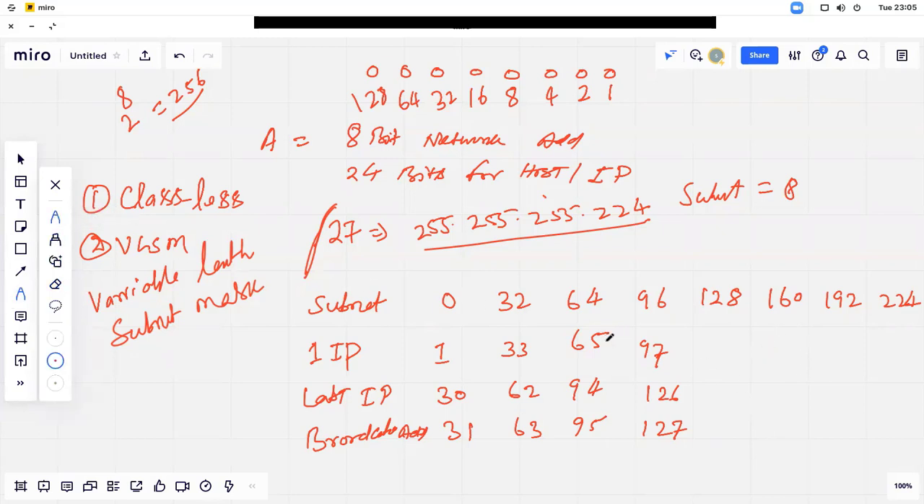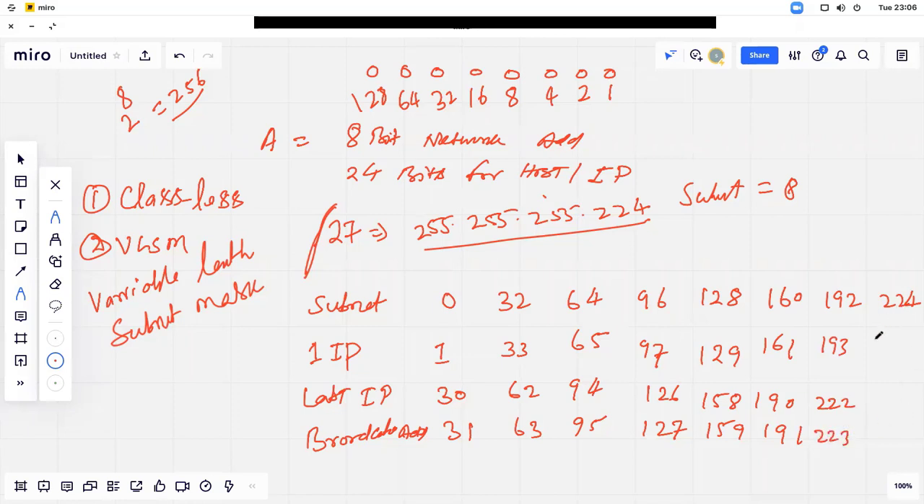This will be 128, after that 129 the first IP, and the last IP will be 158. Broadcast will be 159, and this will be 161. Last IP will be 190, and broadcast will be 191. First IP will be 193, and the last IP will be 222. And the broadcast will be 223.